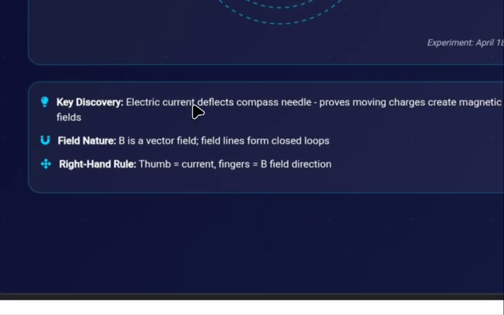The key discovery in this is that electric current deflects a magnetic compass needle and proves moving charges create a magnetic field. Only moving charges create a magnetic field. If the charge is at rest, no magnetic field exists, and there will be no magnetic force.